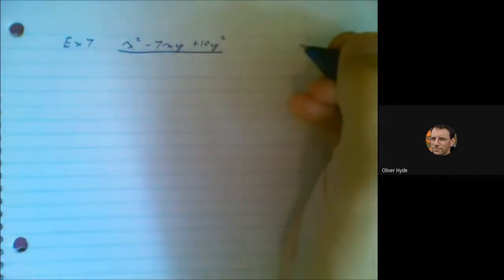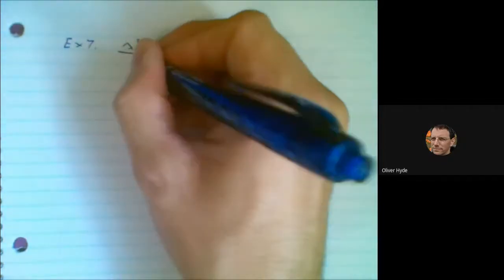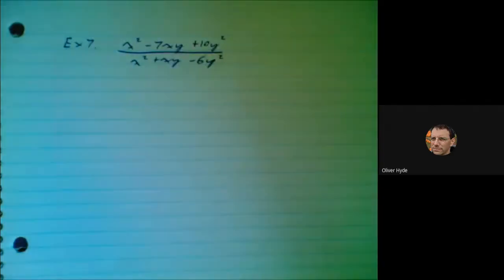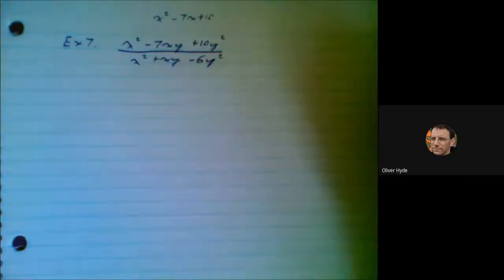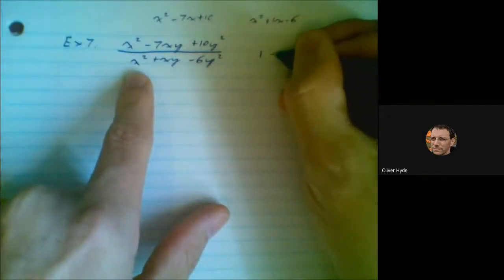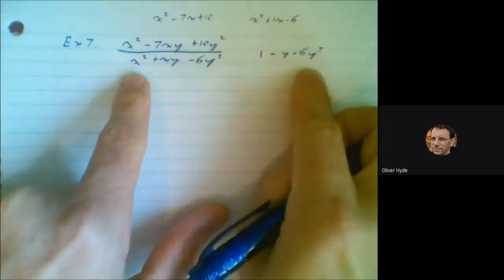So I've got x squared minus 7xy plus 10y squared, divided by x squared plus xy minus 6y squared. So factoring this expression should be as easy as factoring x squared minus 7x plus 10. Factoring the denominator should be as easy as factoring x squared plus 1x minus 6. Fine. In fact, factoring both of those expressions would be the same as factoring 1 minus y minus 6y squared, which I would suggest you should try doing in that order.